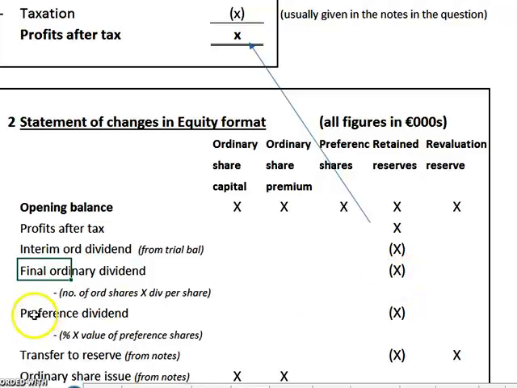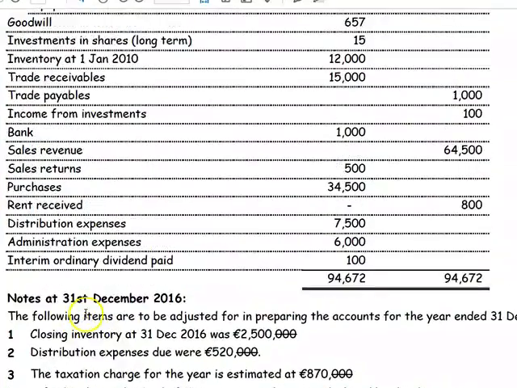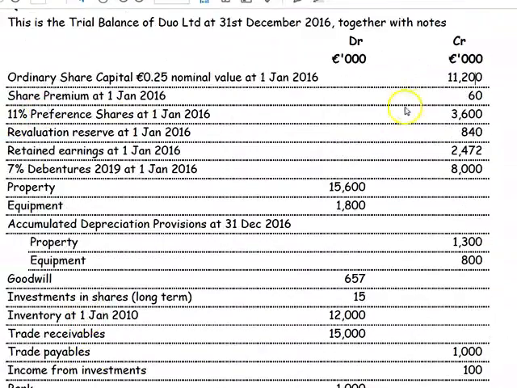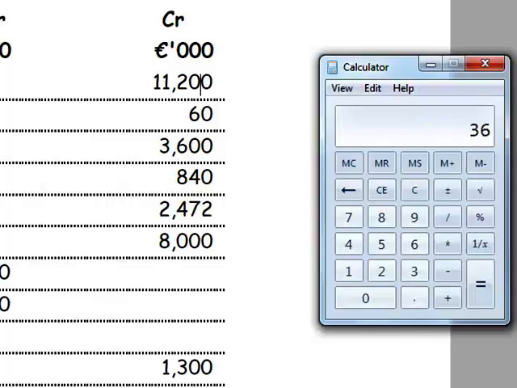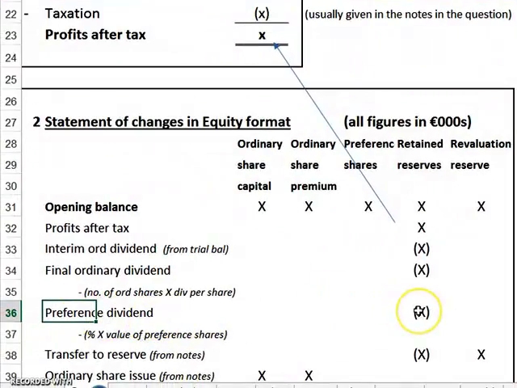Preference dividend is the value of the preference shares multiplied by the percentage. And in the question, that's as straightforward as finding your preference shares. There's no new ones issued during the year this year. So that's the value of the shares at the end of the year. So they're a bit like a loan. They're a payment of 11% for each euro worth of shares. So 11% multiplied by 3,600. 396 would be the preference dividend, and that's what will get shown here as a deduction.